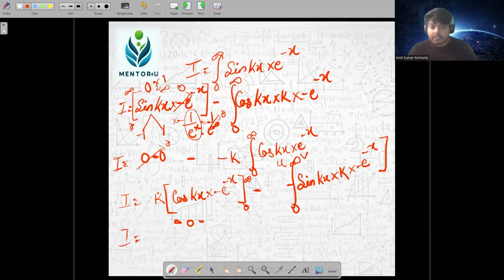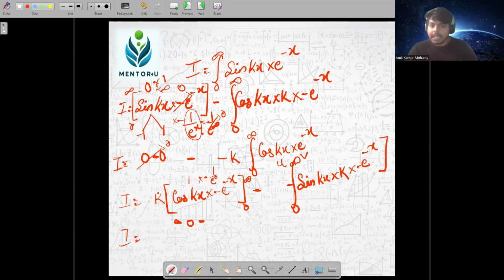Now, with that same logic, let's apply the value of x as 0. So if I'm putting x as 0, what is happening? This cos kx, x as cos 0 will be 1, because k into 0 is 0. So cos 0 will be 1.